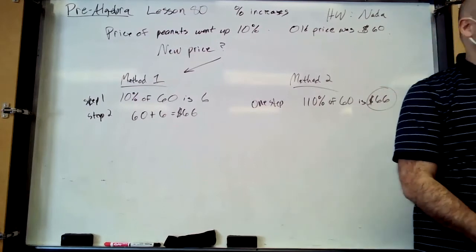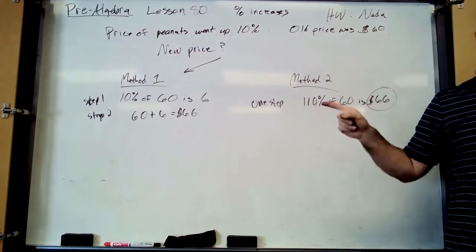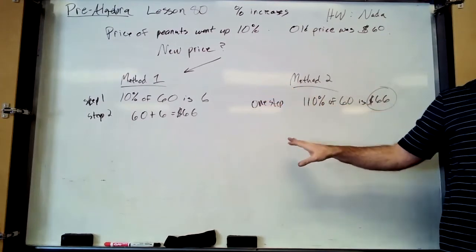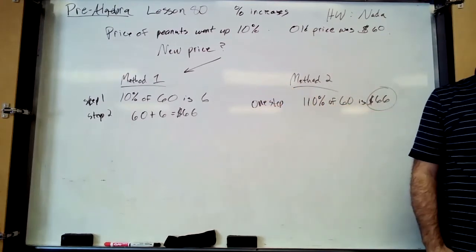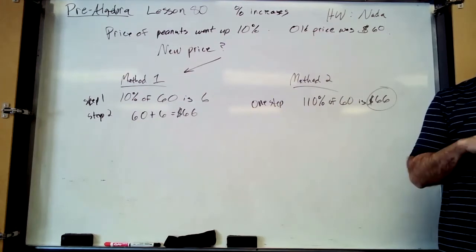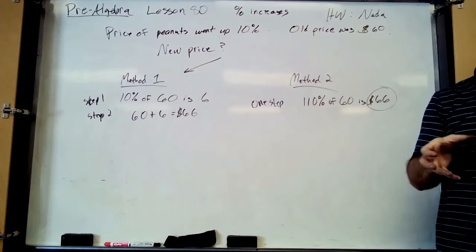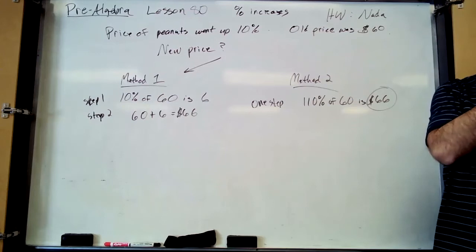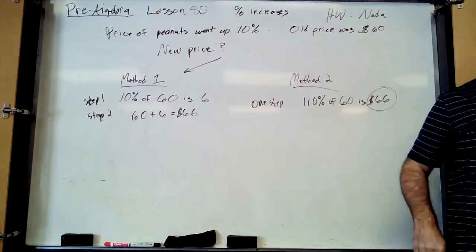That's how I was taught. Okay, so you can do it in two steps. If that makes more sense to you, that's fine. Or you can do it in one step. If you do a 10% increase, that's 10% over the 100%. What's 10% more than 100%? 110%. So you could just take 110% of 60.